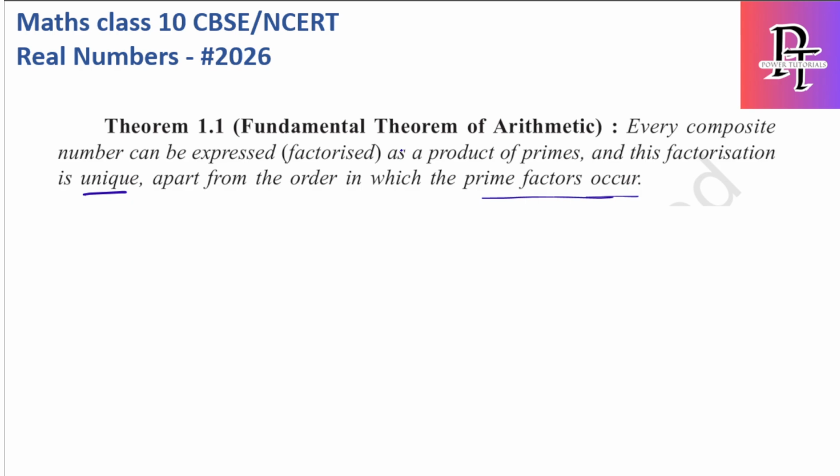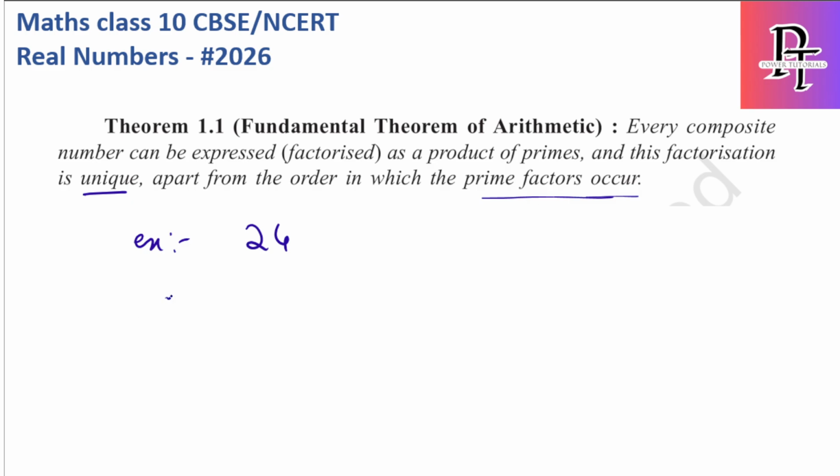Okay, so what is the fundamental theorem of arithmetic? It states that every composite number can be expressed or factorized as a product of prime numbers, and this factorization is unique apart from the order in which the prime factors occur. I will give a small example. Consider the number 24. If you ask what its factors are, so what is a factor? Any number by which it can be divided is called a factor.